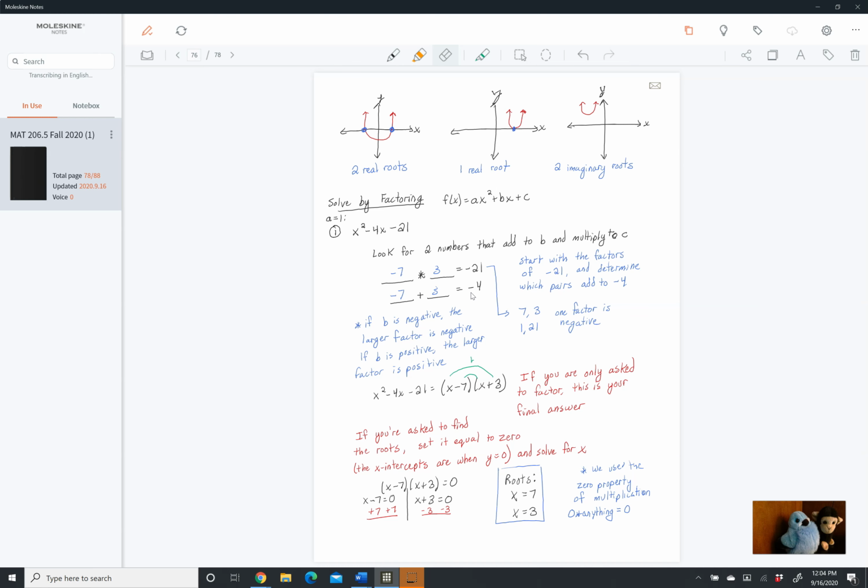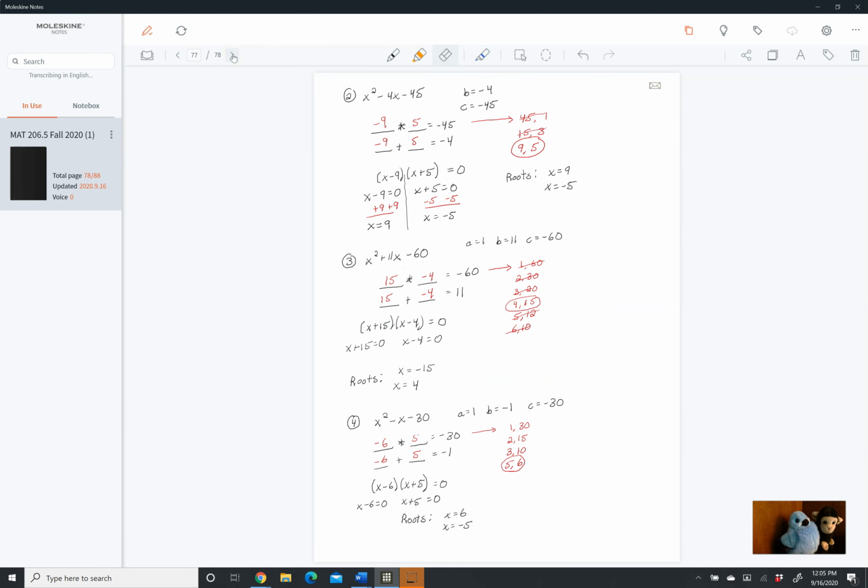This gives us the b with this. And then how do we get the c? Well, we get the c by multiplying those last two numbers. So doing negative 7 times 3 is what gives us that very last value. Notice the negative 7 times 3 doesn't have any x's in front of it. That's what gives us the c. Whereas negative 7x plus 3x is what gives us this negative 4x here. Okay?